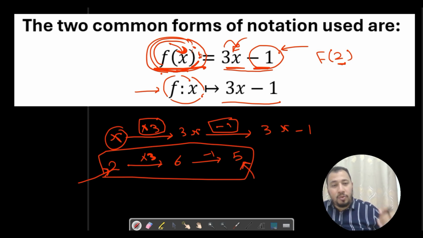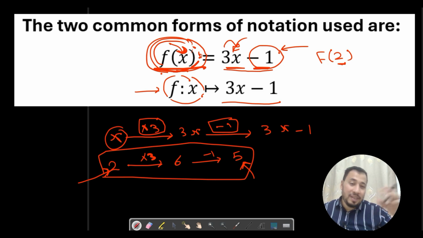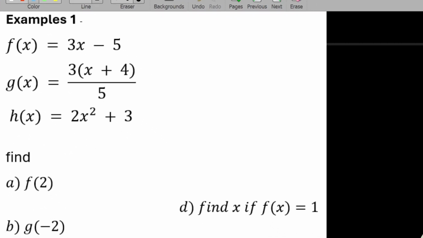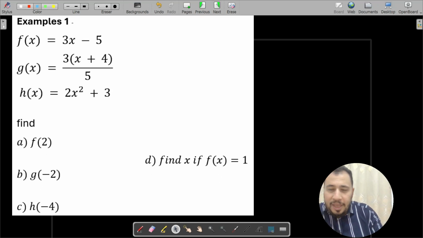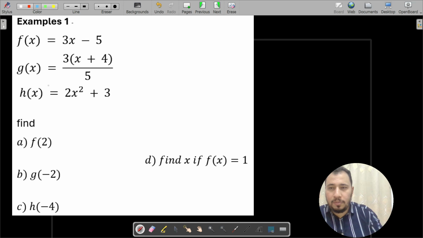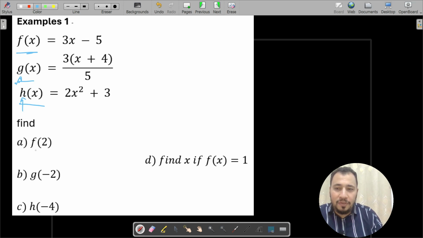Now let's have examples on many forms of functions, and definitely you are going to face them later in the exam. Let's take a look at the first example with us today. Here I have 3 functions. I have f of x over here, g of x, and h of x. Of course, we are naming them with 3 different letters because they are 3 different functions.